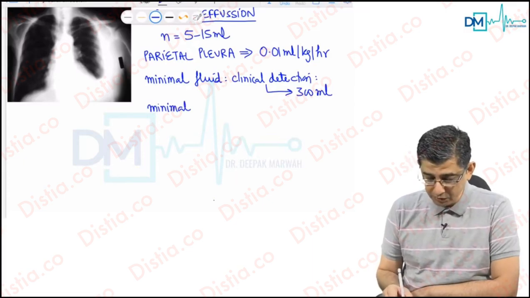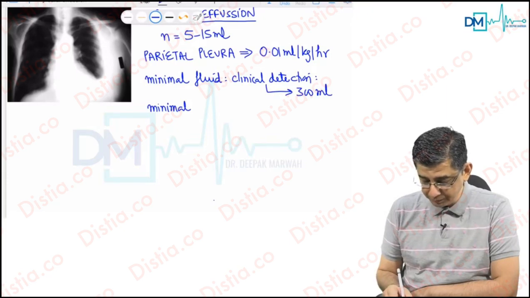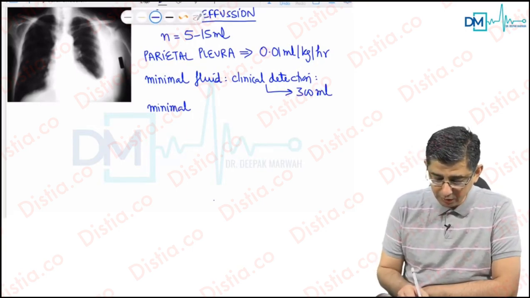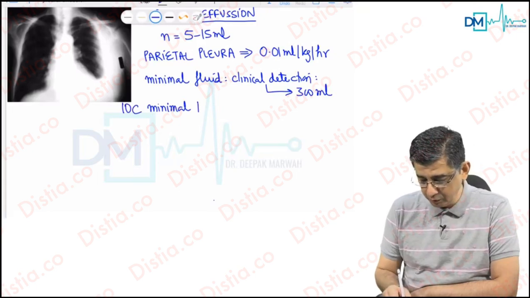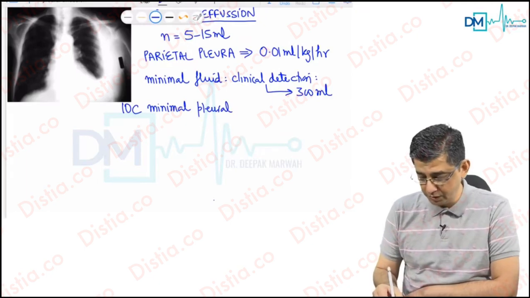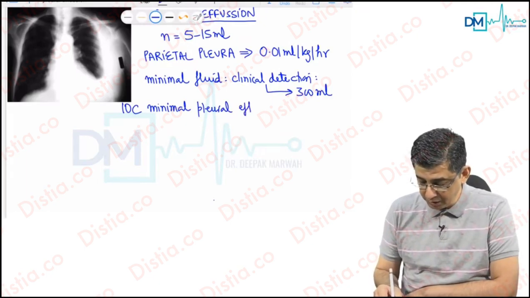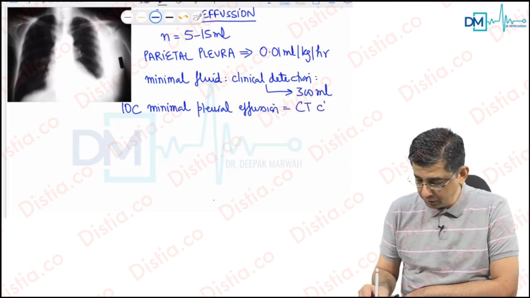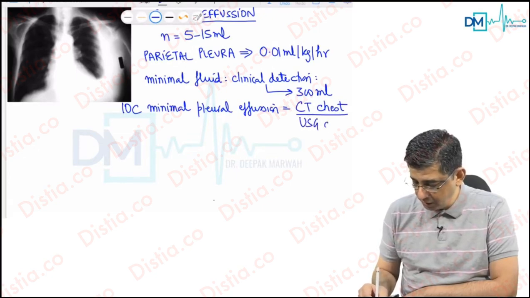One they'll always ask you is what is the best investigation for a minimal pleural effusion. Now, if the question is like best test for minimal pleural effusion, your answer would be a CT chest and then obviously an ultrasound chest. The problem is that CT may not be available all the time in our country. So that's why you will see that lots of time the answer would be given as an ultrasound.